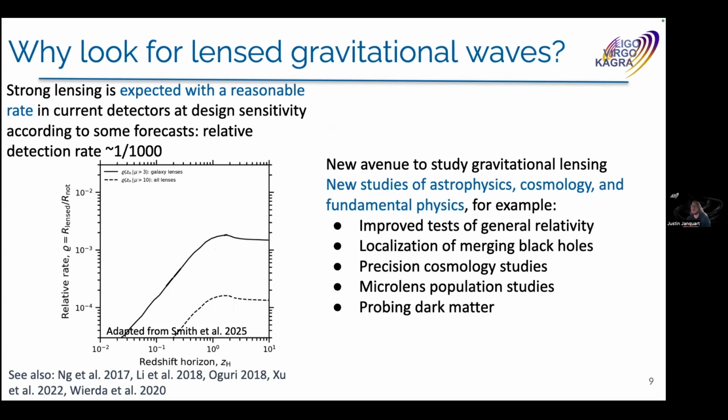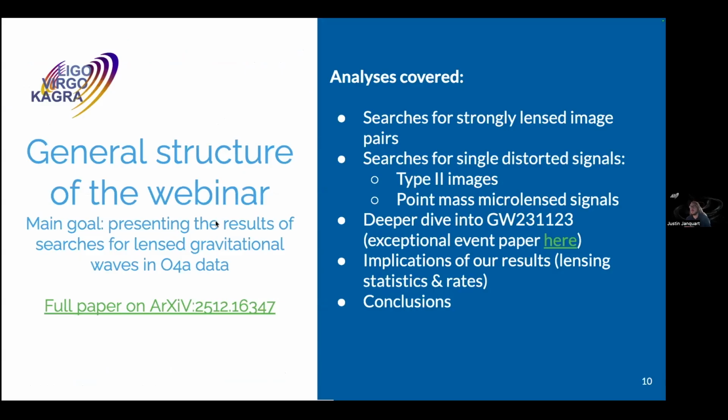In particular, there would be new avenues in astrophysics, cosmology, and fundamental physics, with, just to give some examples, improved tests of general relativity, the localization of merging black holes, precision cosmology, study of dark matter and of microlens populations. So it also opens a lot of new avenues, which is why it would be a milestone to detect such lensed gravitational waves. So now the scene is set.